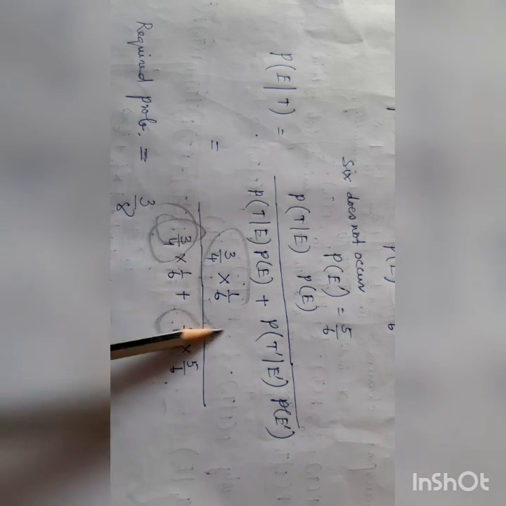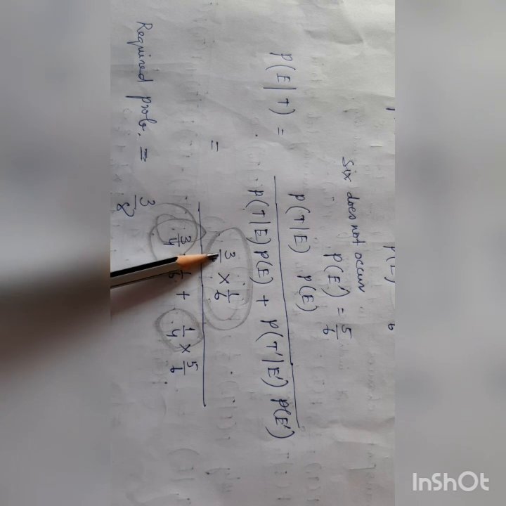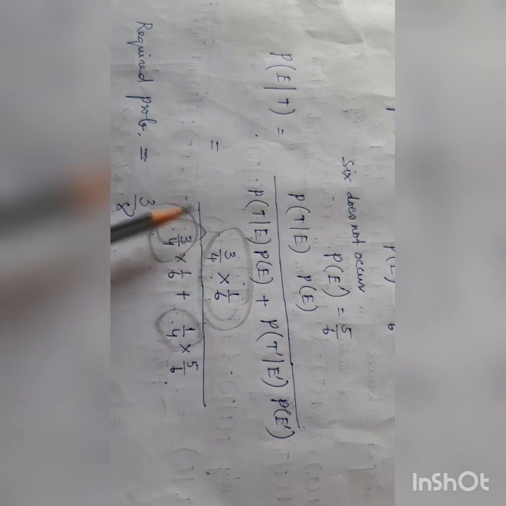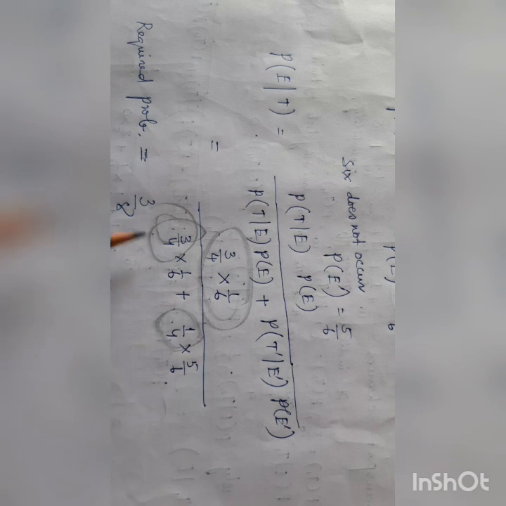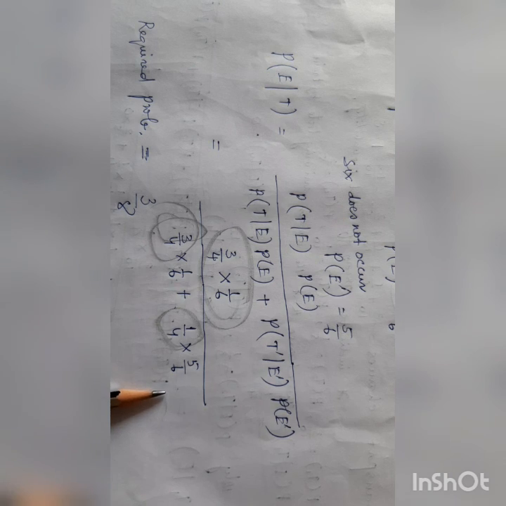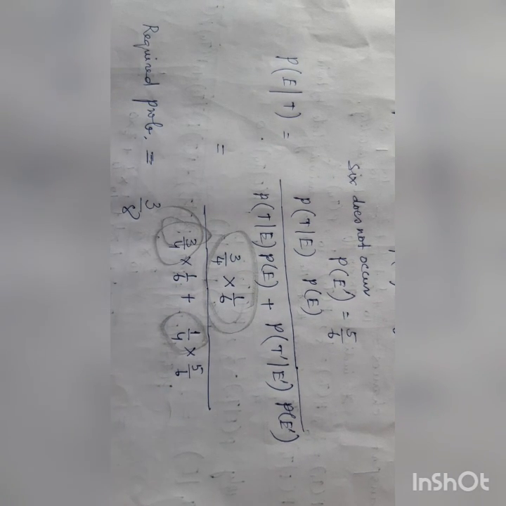And the requirement is truth, he said. It has come up 6 number on the face, and he said the same 6 as a truth. So 3 by 4 truth probability into 1 by 6 whole by 3 by 4 into 1 by 6 plus 1 by 4 into 5 by 6. Total required probability is 3 by 8. Please observe once.